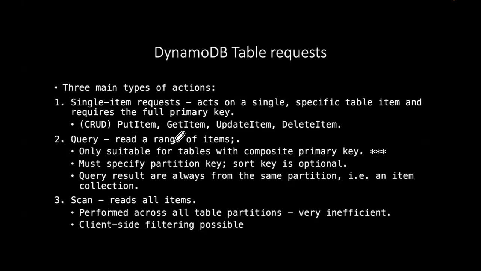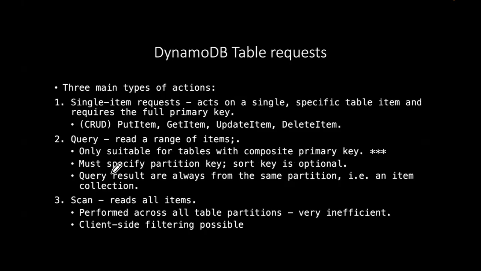Queries allow you to read a range of items. Range here kind of refers to the sort key part of a composite primary key. In fact, I say here, first of all, these are only suitable for tables with composite primary keys. It's stronger than suitable, really. It only applies to tables with composite primary keys. When you want to run a query against a composite primary key, you must specify the partition key, and then you can optionally tell it something about the sort key. You can specify an exact value for the sort key, or you could specify some sort of range of values for the sort key.